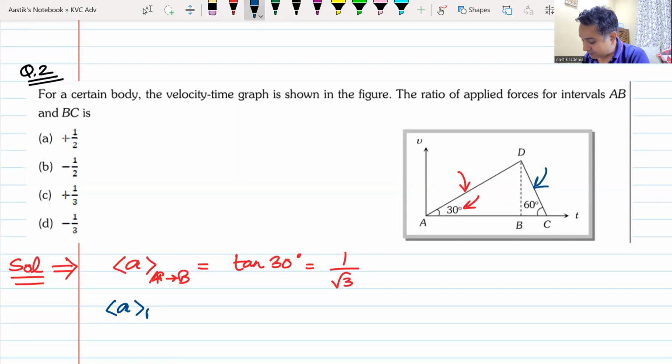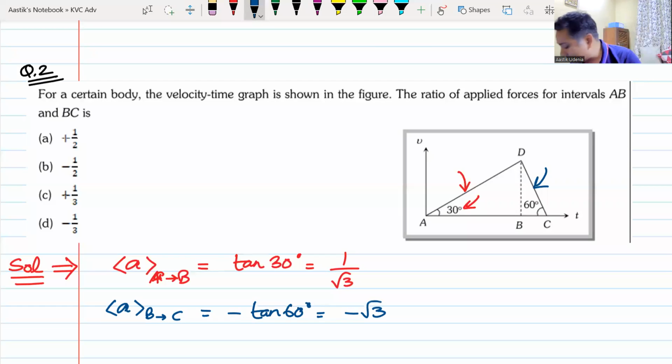Then we find out the average acceleration from B to C. That will be negative because the slope is negative. Negative tan of 60, minus root 3. And we then simply take the ratios of the average acceleration. Average acceleration multiplied by mass will be force, average force. Average acceleration is constant, so force is constant.